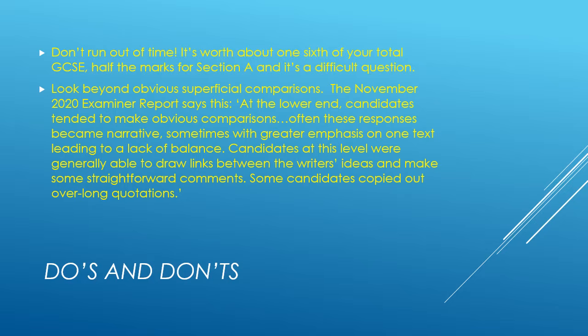The next thing is that you need to look beyond obvious superficial comparisons. If you look at the November 2020 examiner report, for instance, it says this: at the lower end, candidates tended to make obvious comparisons. Often these responses became narrative, sometimes with greater emphasis on one text leading to a lack of balance. Candidates at this level were generally able to draw links between the writer's ideas and make some straightforward comments. Some candidates copied out overlong quotations.